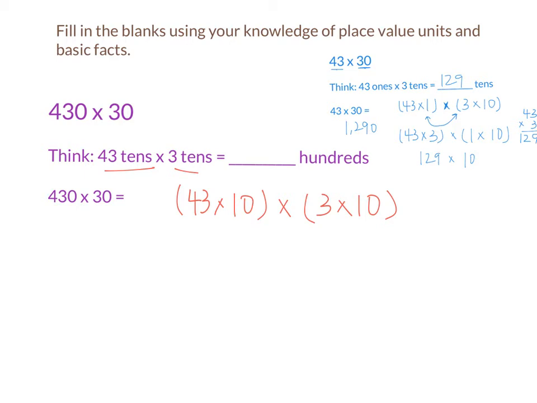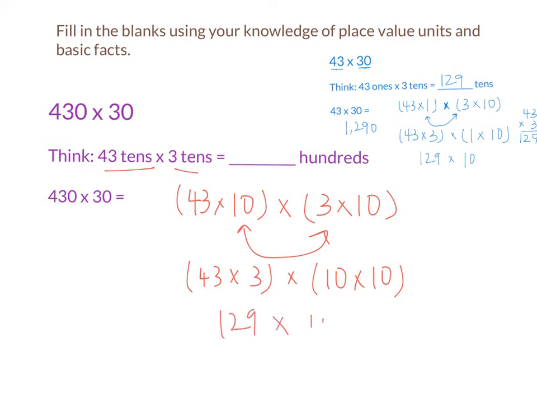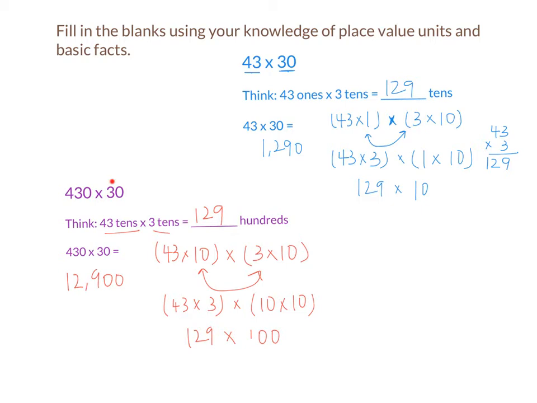And this time, if we switch these two around, we want to put our factors of 10 together. So now we have 43 times 3 times, is it still 1 times 10? No. This time it'd be times 10 times 10, right? We already know 43 times 3 is what? 129. And this time, 10 times 10 is? 100. So this time, for 430 times 30, we have 129 hundreds. Yes? Yeah. So therefore, 430 times 30 is 12,900.